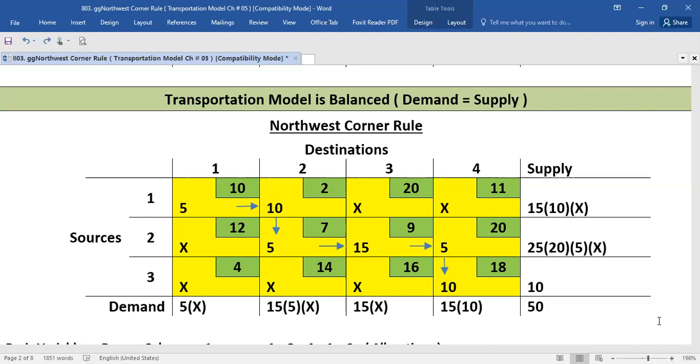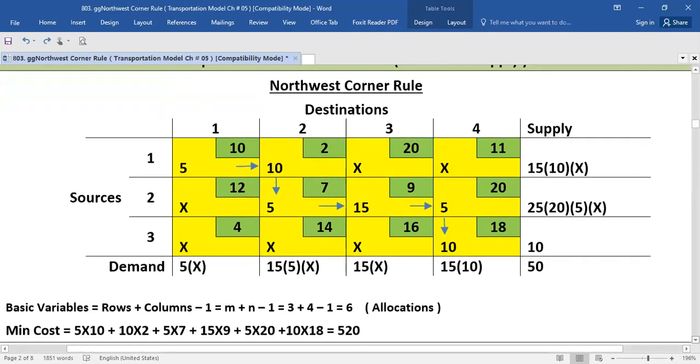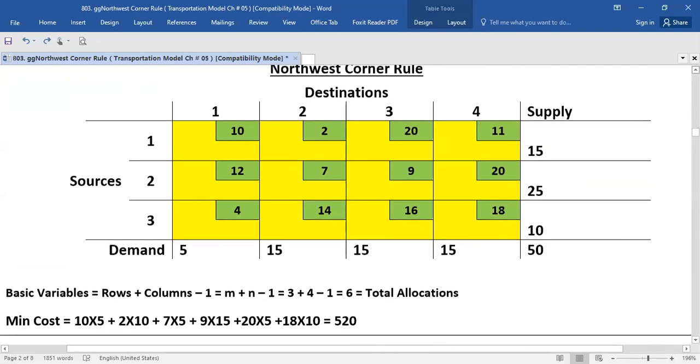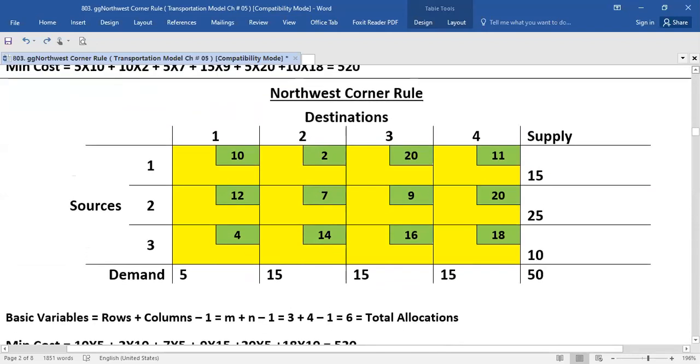So for solving NWCR, it is a requirement of the method that you will first check two things. First, whether the model is balanced or not. Yes, demand and supply are equal on both sides. The model is balanced.